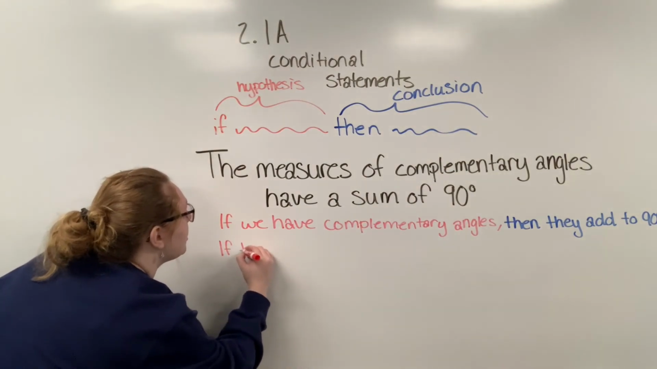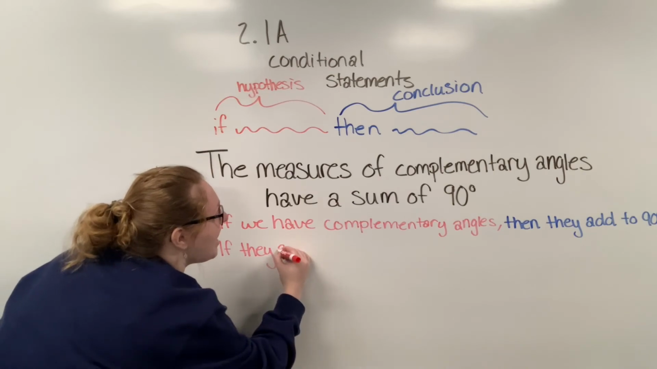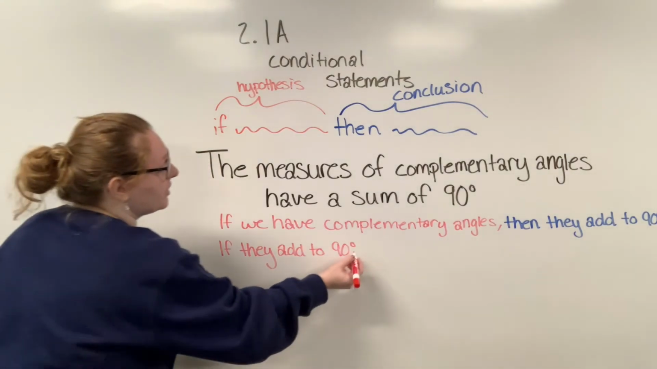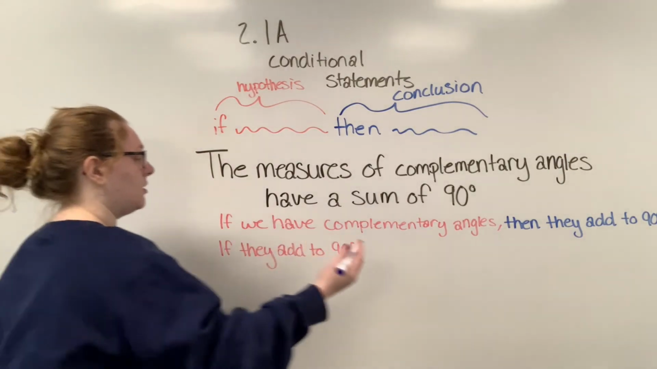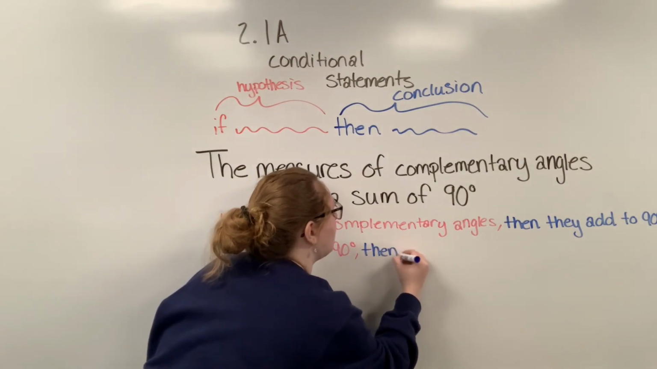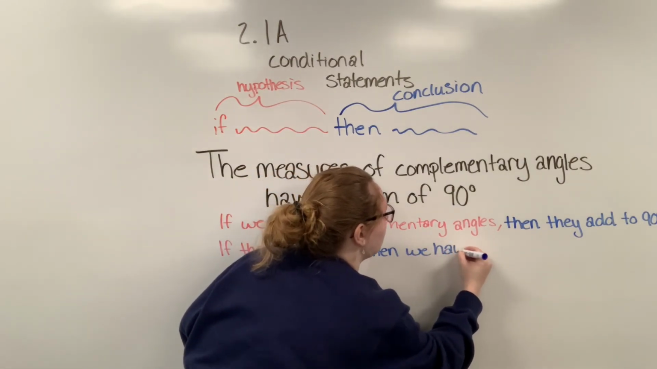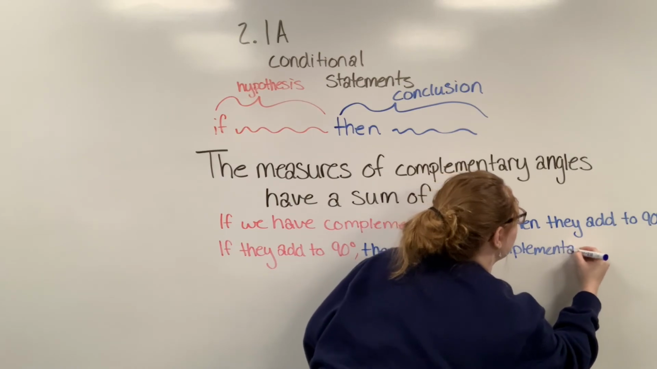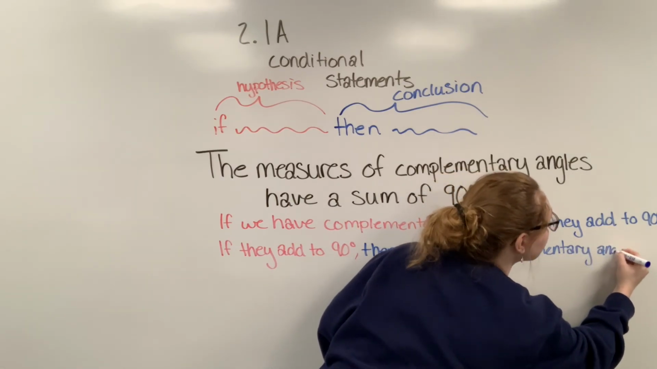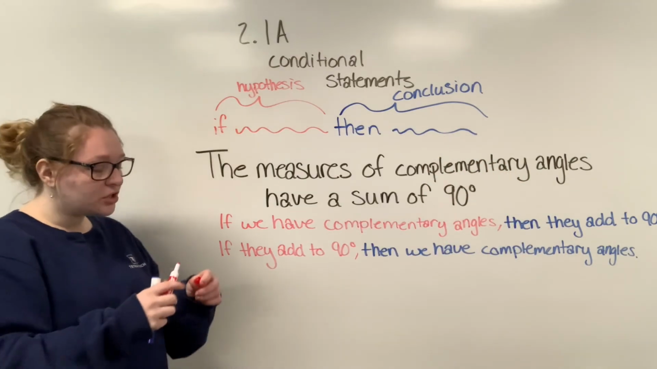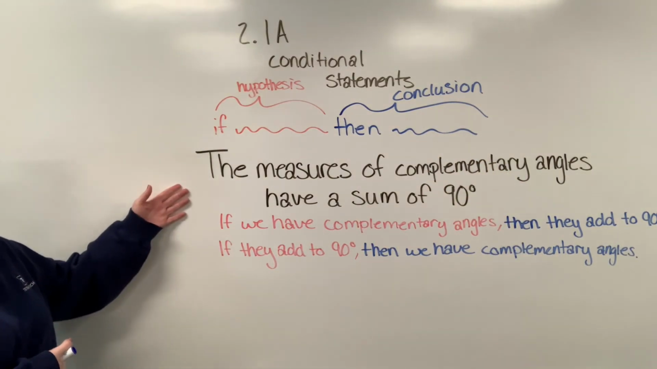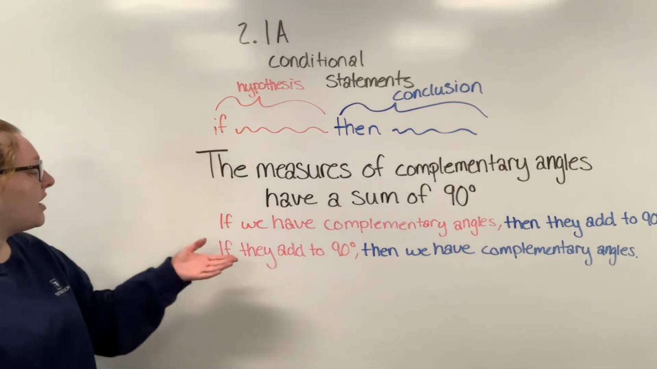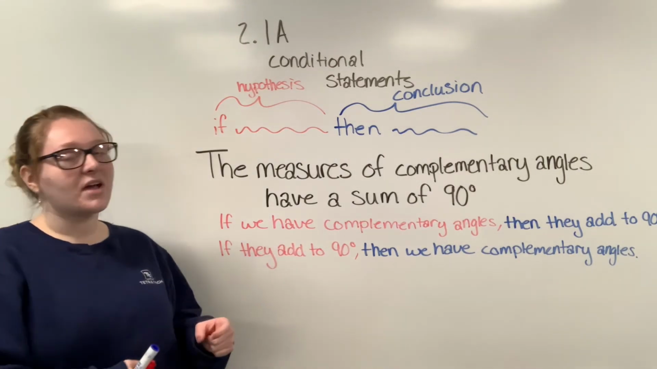If they add to 90 degrees, don't forget our comma, then we have complementary angles. So the two conditional statements that we could form out of these two pieces of information are, if we have complementary angles, then they add up to 90 degrees, and if they add to 90 degrees, then we have complementary angles.